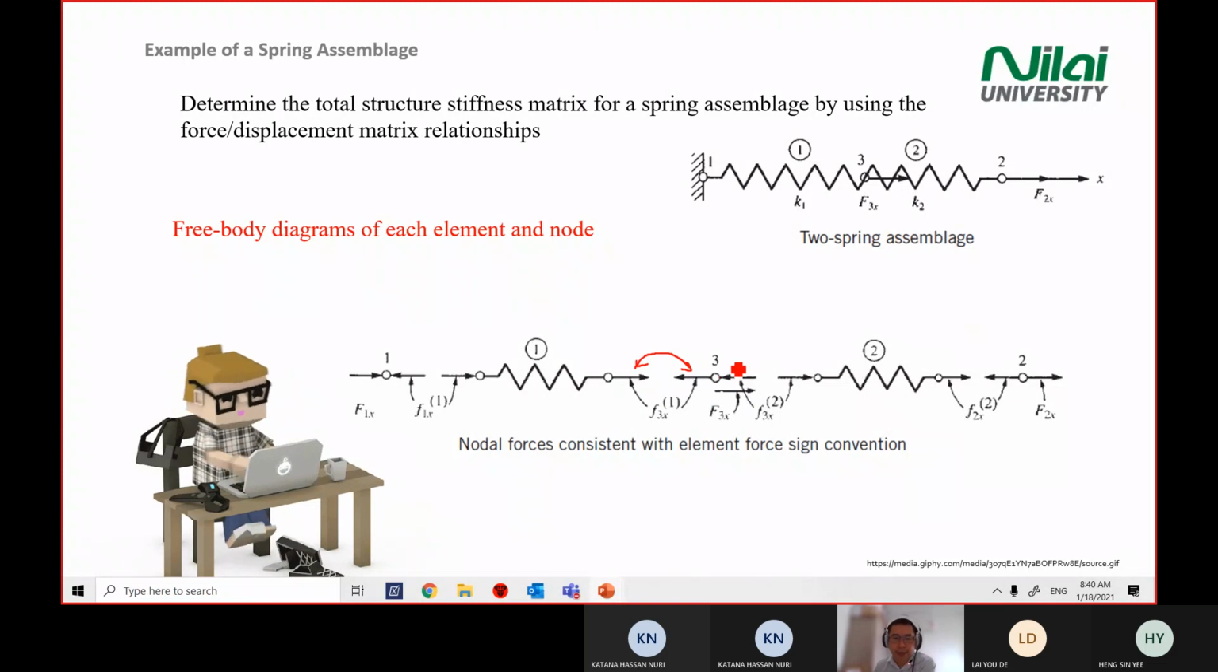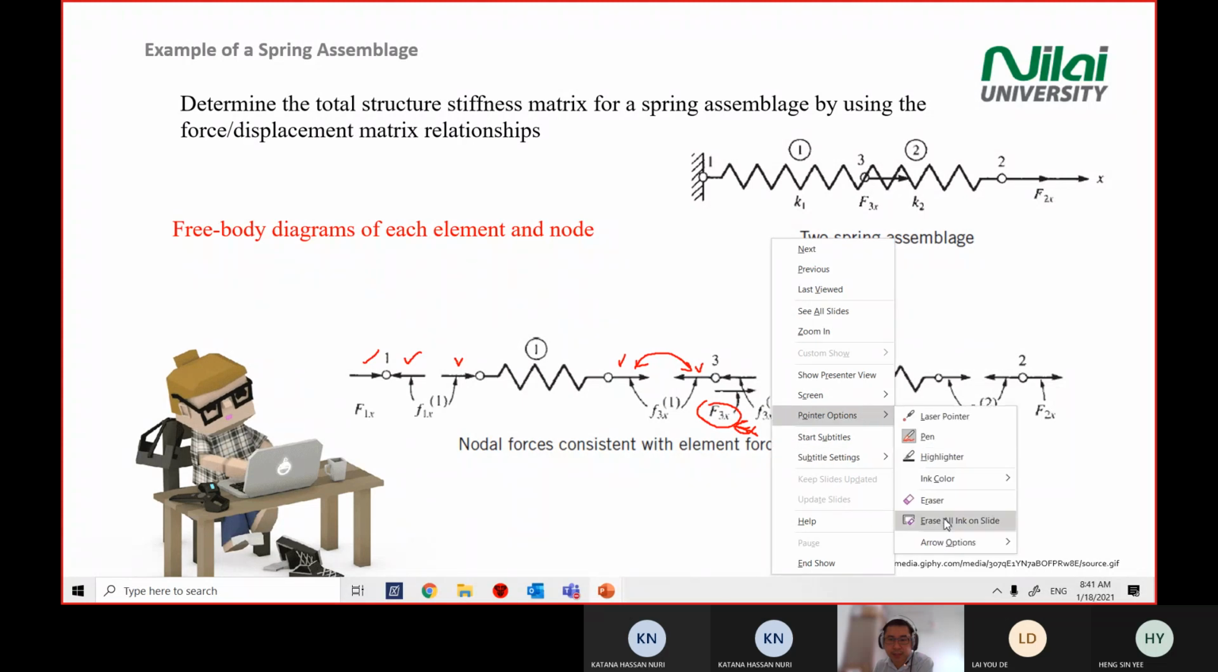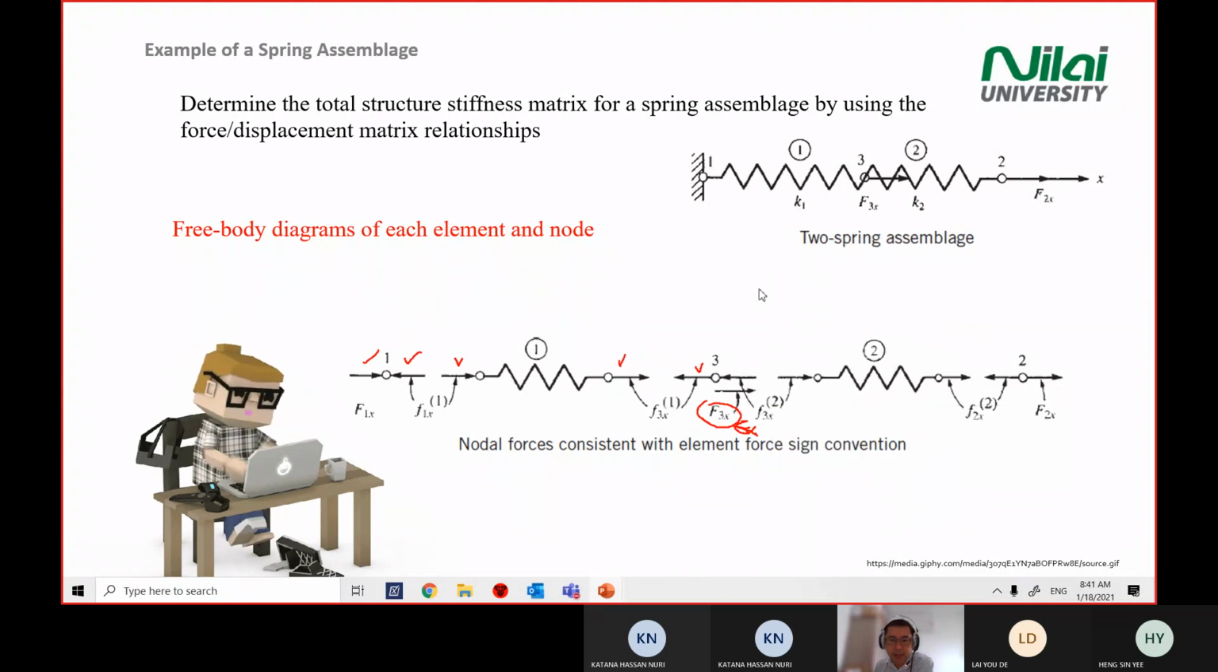Okay. So we already solved this one, and we know that point number 3 here also has one more force, which is F3x here. There's an external force here, right? Okay. So be careful. There's this one, this one, this one, this one, this one. Let me erase.